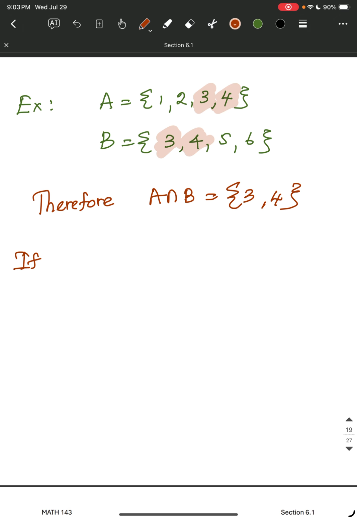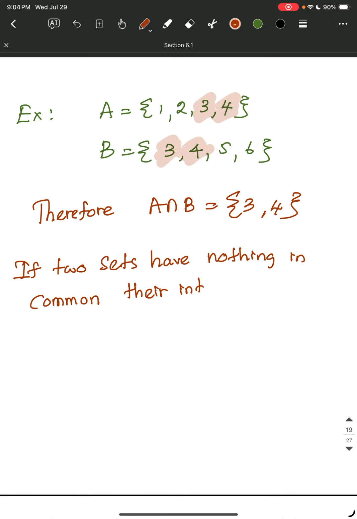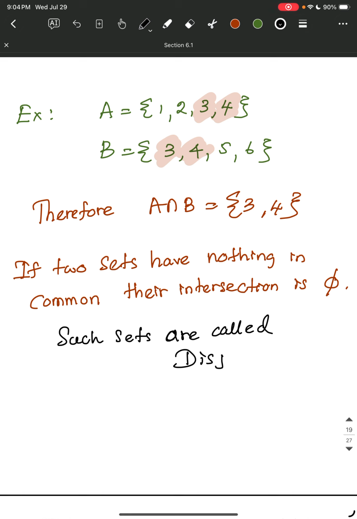If two sets have nothing in common, their intersection is empty. Such sets are called disjoint sets. Important. If the two sets have nothing in common, then they are disjoint.